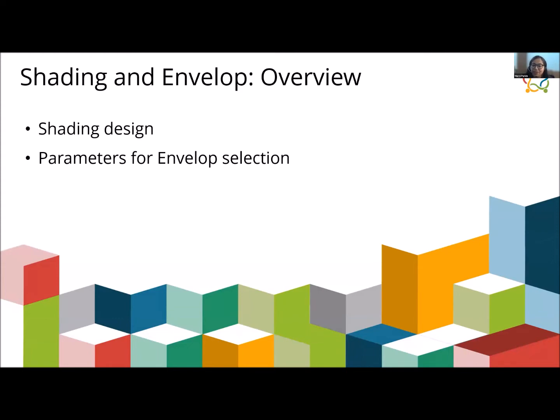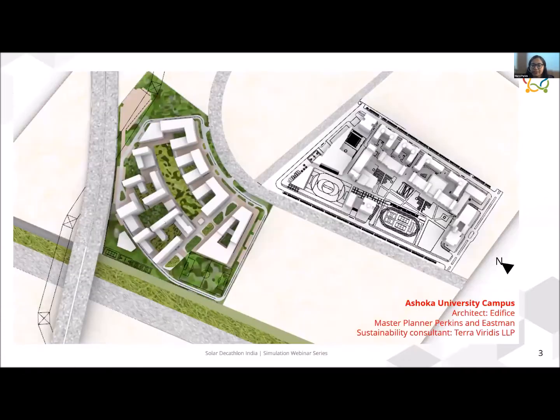In today's webinar, we are going to discuss shading design and parameters for envelope selection. This presentation is based on a particular project which I worked on for an upcoming net zero campus for Ashoka University, based out of Hisar, Haryana. The campus is going to be net zero in terms of energy and water. The climate here is similar to Delhi, which has both extremes, summers as well as winters.